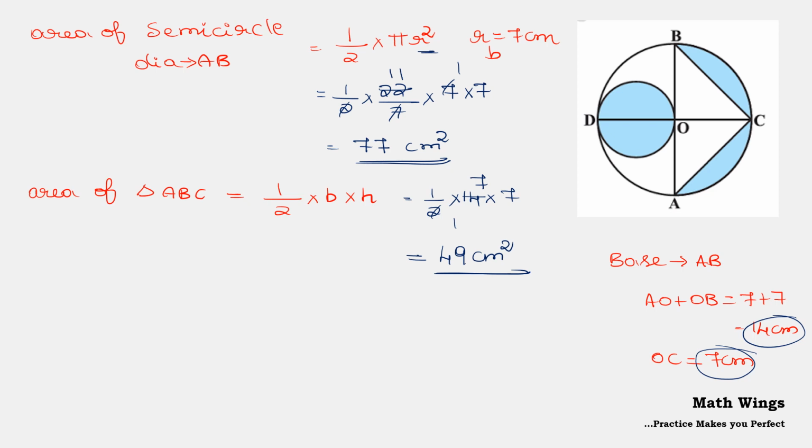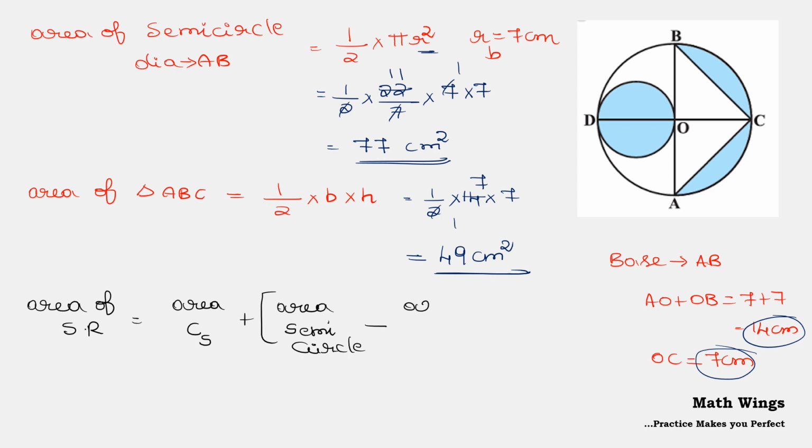Now just recall what we had written earlier. We had written that area of the shaded region is equal to area of the smaller circle plus the area of the semicircle minus the area of triangle ABC, right? We have all three values. Let us substitute to get the final answer.